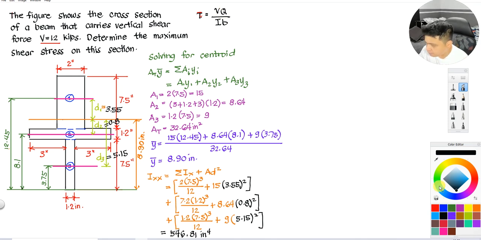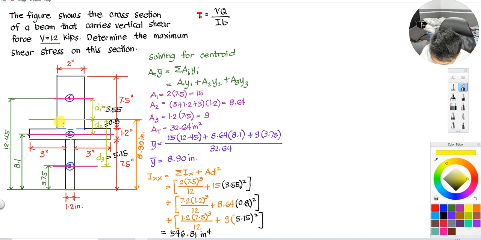So, if I am asking for the maximum shear stress on the section, it means you are going to have it on the neutral axis. So, dito, nag-cut tayo dito. Kasi ito yung neutral axis mo. Then, mamimili ka, taas or baba. Kahit ano yung piliin mo, you should get the same answer.